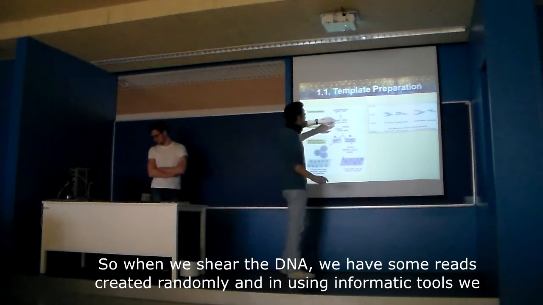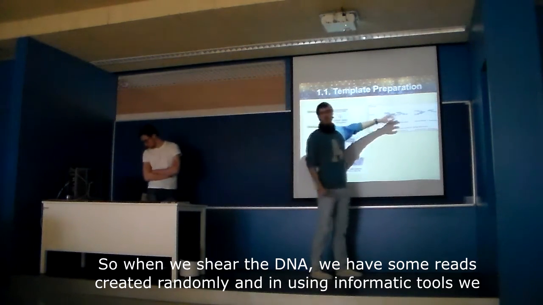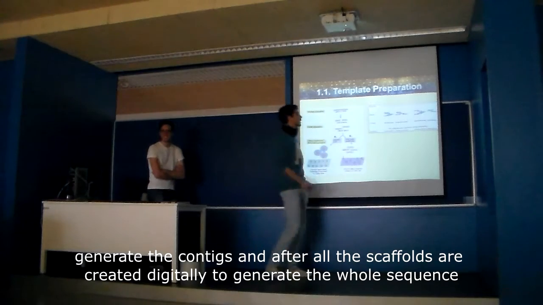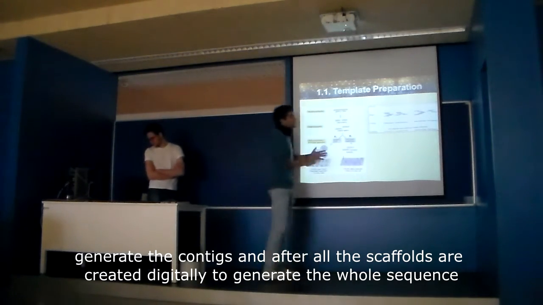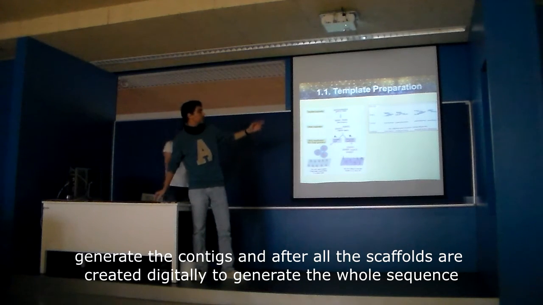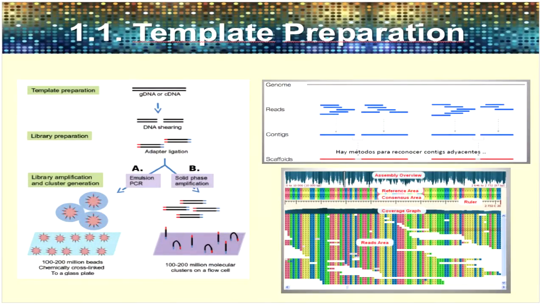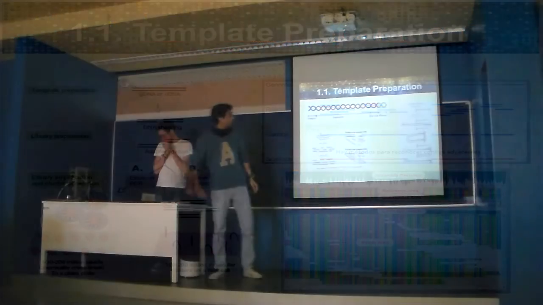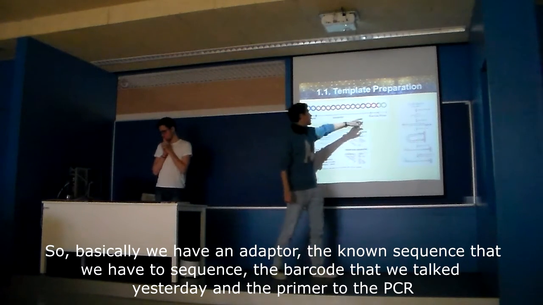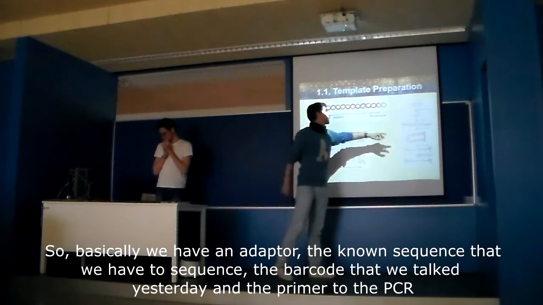When we shear the DNA, we have some reads created randomly, and informatically we generate the contigs, and after that all the scaffolds, which are digitally created for the whole sequence. But what we really get is composed of different read areas. Basically, we have an adapter, the sequence that we have to sequence, the barcode that we mentioned yesterday, and the primer for the PCR.